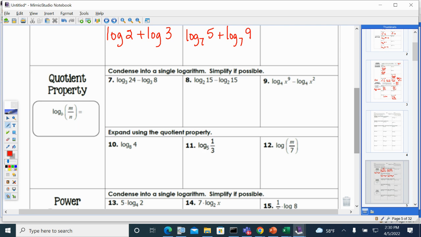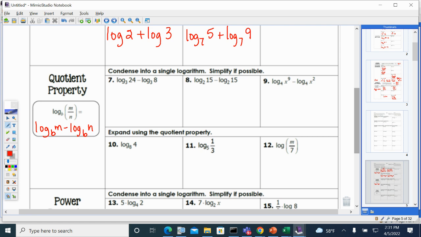All right, for quotient property, if you've got log base b of m divided by n, if you think about your rules of exponents, where you've got division, we subtract exponents, and we're going to do the same thing with logs. So this is going to turn into log base b of m minus log base b of n. So in this first set of examples, 7, 8, and 9, we're going to condense. So we're taking 2, we're going to make them 1 log, and then simplify if possible.